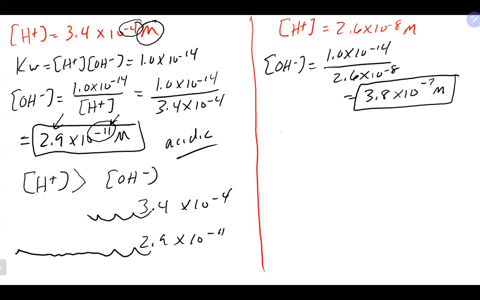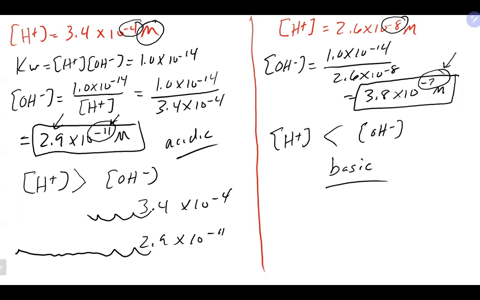Once again, we're going to compare the H plus to the OH minus, and really all you have to compare is these exponents. And in this case, this guy is the smaller negative number, which means it's actually larger. So the OH minus in this case is going to be larger, and that would mean that this is basic. Any questions on those two there?